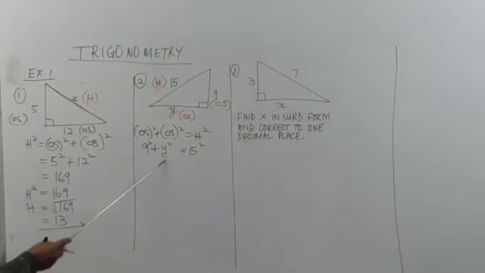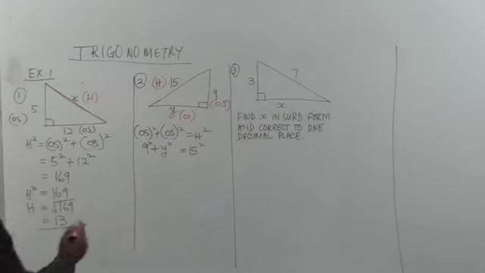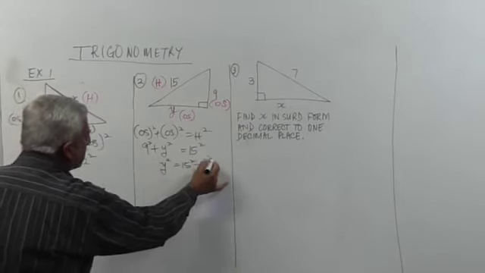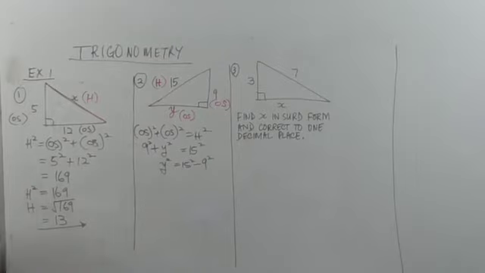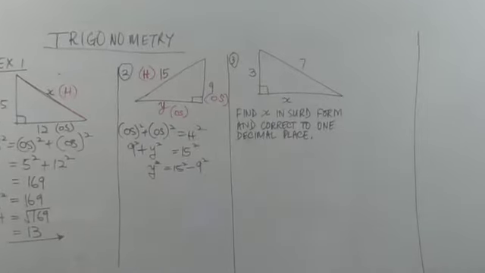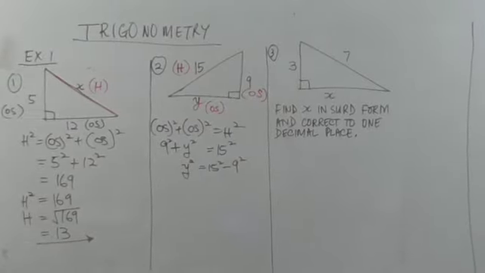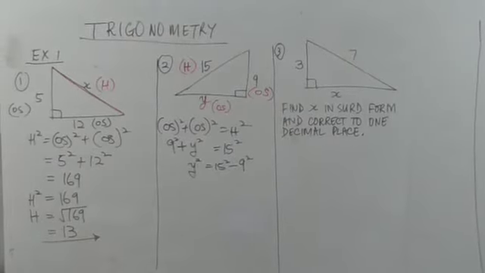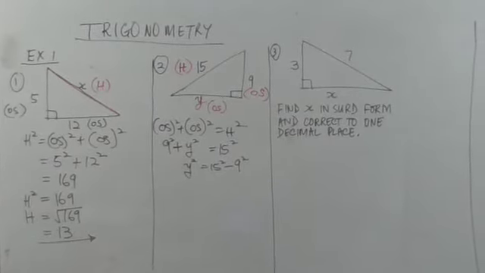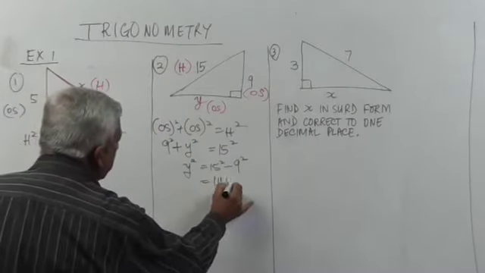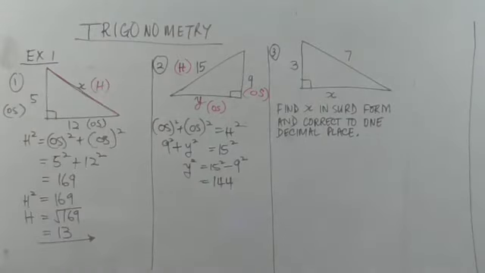Now you are trying to solve for y. So your rules of equation, y squared is equal to 15 squared minus 9 squared. When the 9 goes across, it becomes minus 9 squared. And you put that in the calculator. Just put it in your calculator and you will end up with 144.